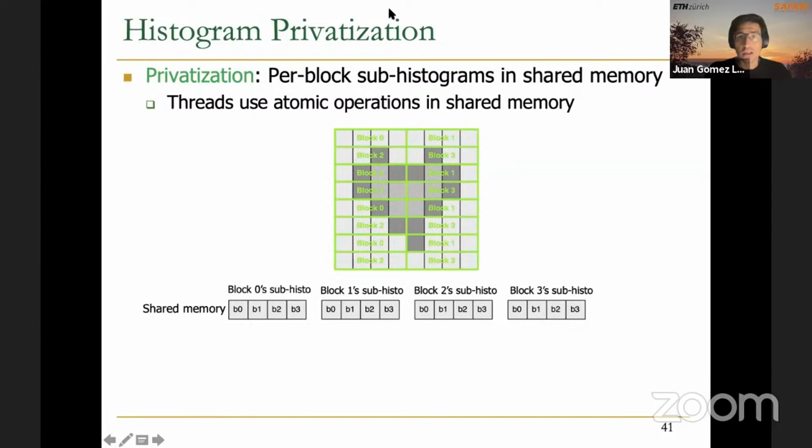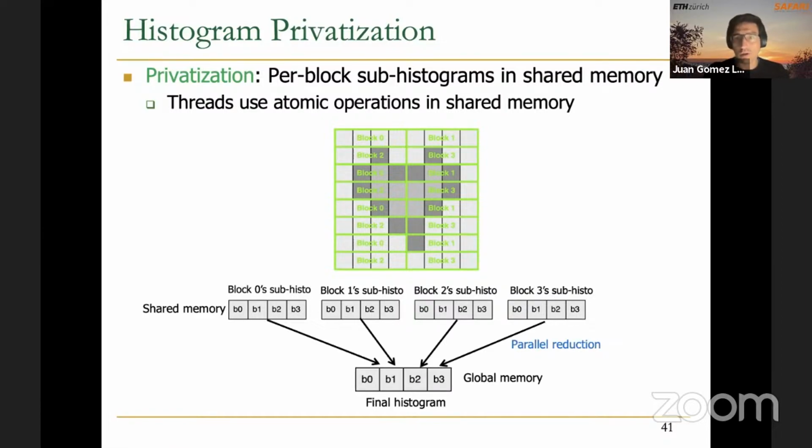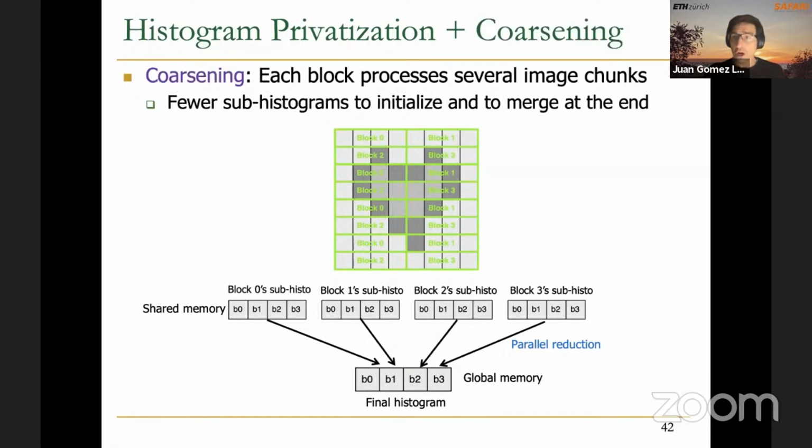In this case, it's just a histogram of 4 elements, only 4 bins, but this is the subhistogram corresponding to block 0, subhistogram of block 1, block 2, and block 3. And when the blocks are done with the computation of their subhistograms, they will synchronize in some way, and we will need to do a parallel reduction to compute the final histogram that in this case will reside in global memory. And another technique that we typically apply to histogram calculation as well, together with privatization, is coarsening.